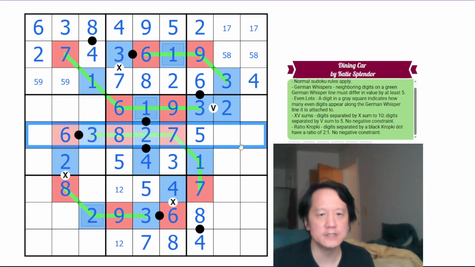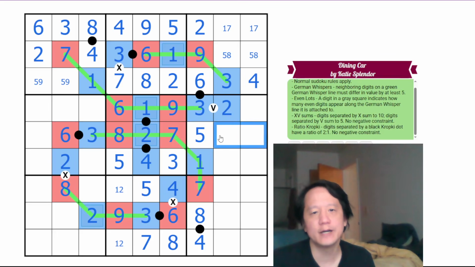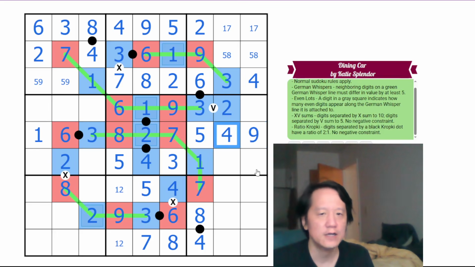We have 6 digits set in row 5. So we have to have 1, 4, and 9 remaining. 1 cannot be here because of 1 in the box, so 1 has to be here. 4 can't be here because of 4 in the column. That leaves that as a 9, which makes that a 4.